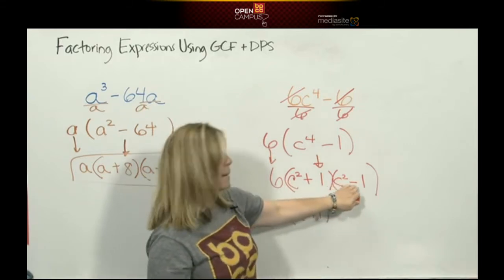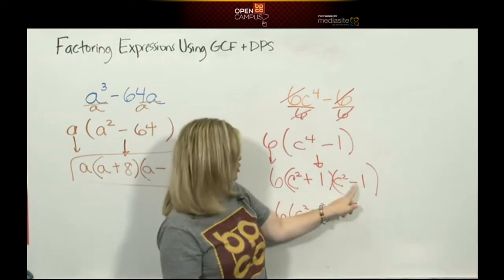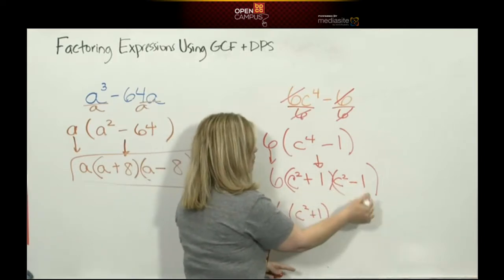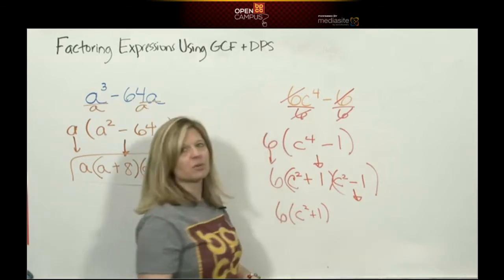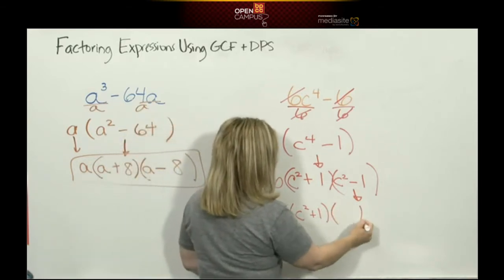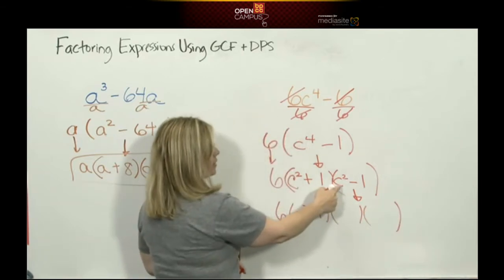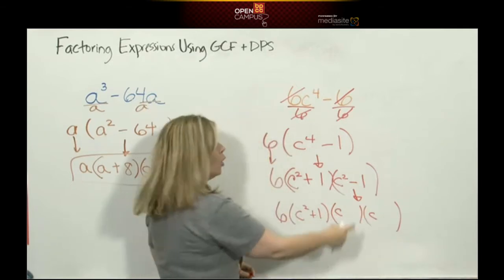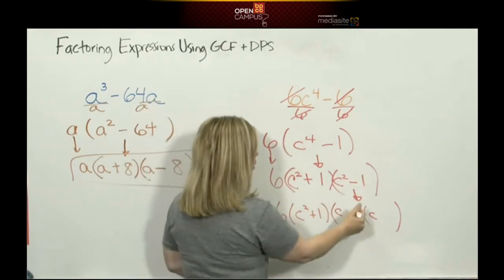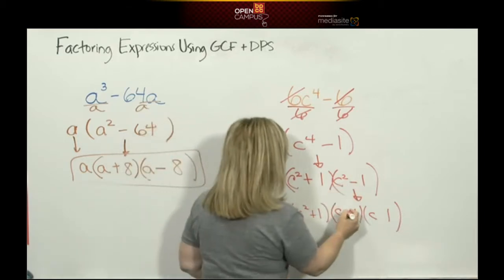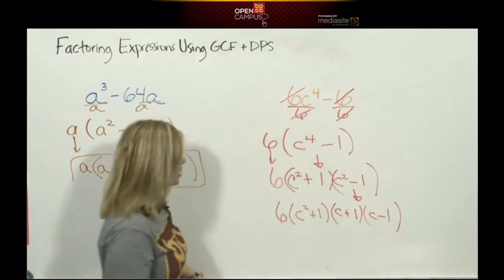C squared minus 1. There's your difference. And I have an even exponent, and 1 is a perfect square. So this will break down some more. So we're doing the rule difference of perfect squares again. We're going to put two parentheses. What times itself is c squared? C times c. What times itself is 1? 1 times 1. Subtract means the signs are opposite. I always put the plus first and then the minus.